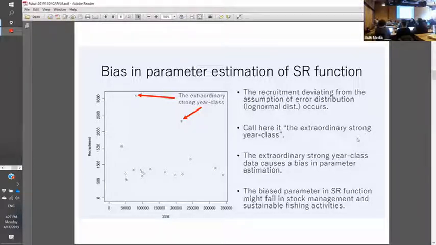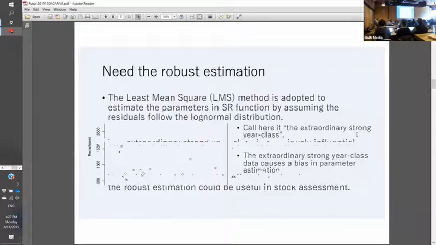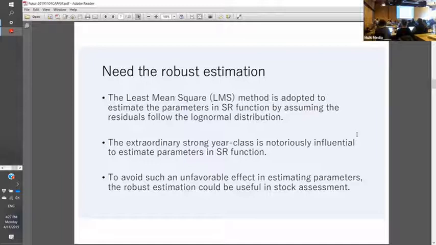So how do we manage it? The least square method is usually used for parameter estimation in stock recruitment functions. But the least square method usually assumes the normal distribution, which does not allow outlier values, and that causes biased parameter estimations.